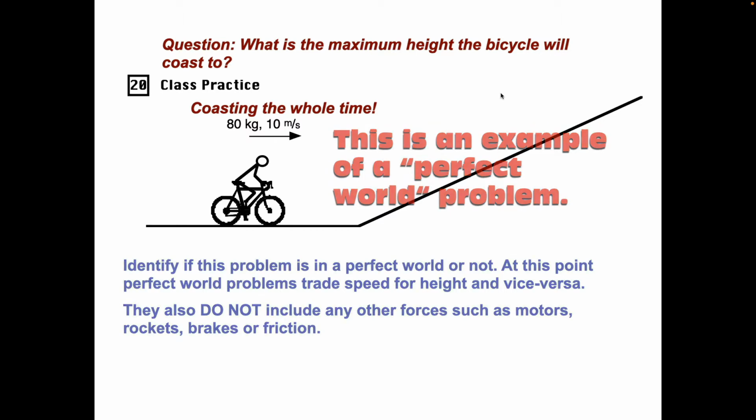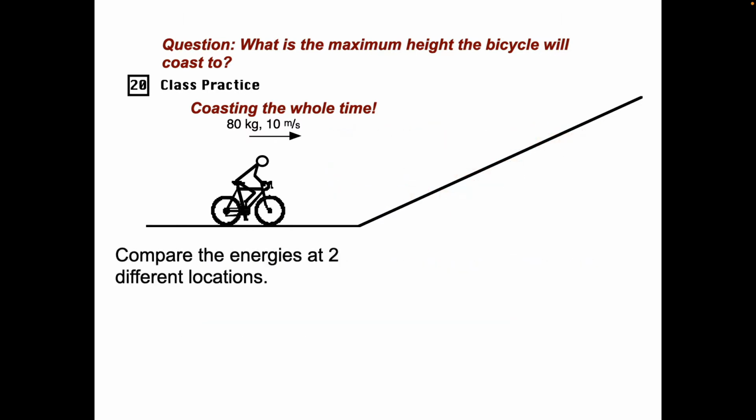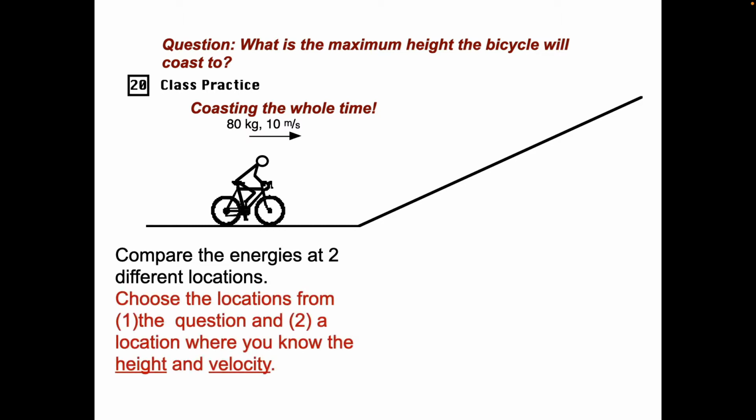So to solve this problem, what I'm going to do is compare the energies at two different locations. I'll choose my two locations carefully, one from the question, which is what is the maximum height the bicycle will coast to. That'll be the one location. And the other location, well, that's going to be somewhere on the diagram where I know the height and velocity. And that's because potential energy is mgh, so I need the height, and kinetic energy is 1 half mv squared, so I need the velocity.